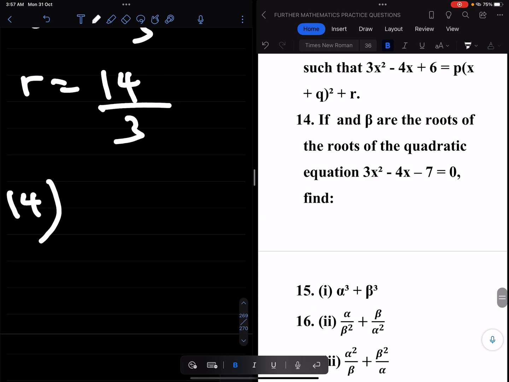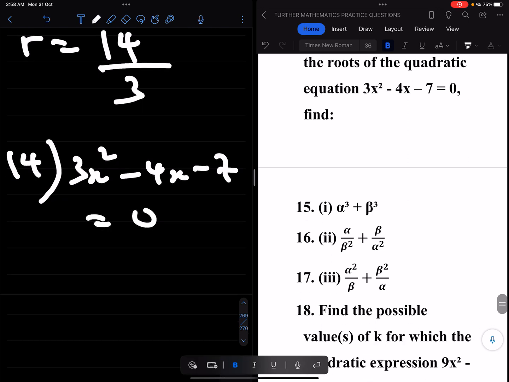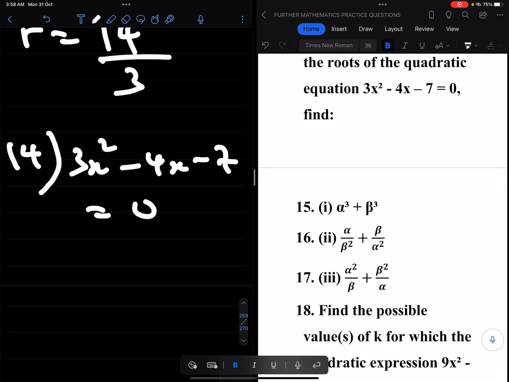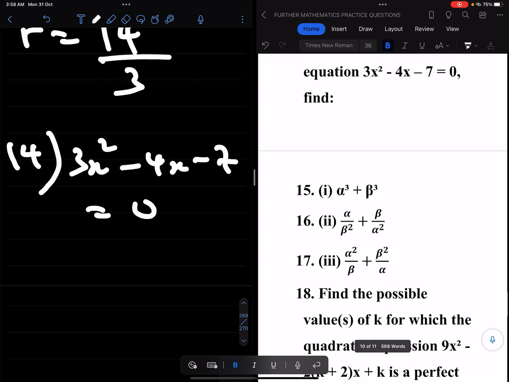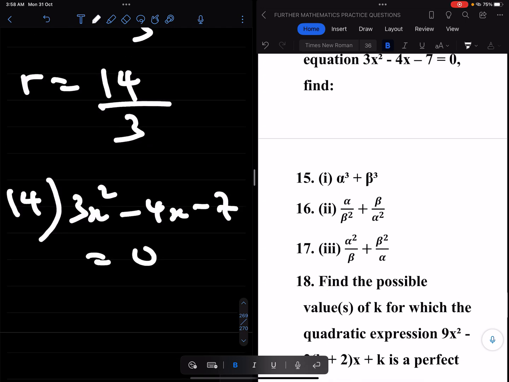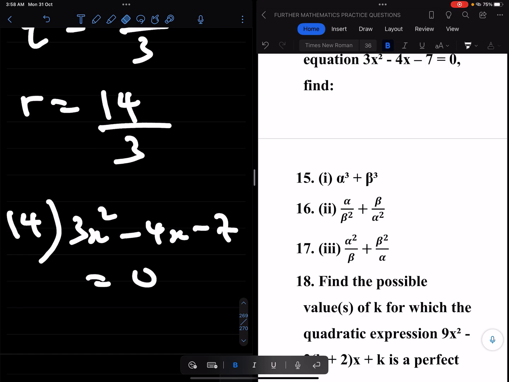If alpha and beta are the roots of the quadratic equation 3x squared, let me write that quickly, 3x squared minus 4x minus 7 equals 0, find Roman figure 1, alpha cubed. Okay, I think I should stop there and then we'll continue from there in the next.